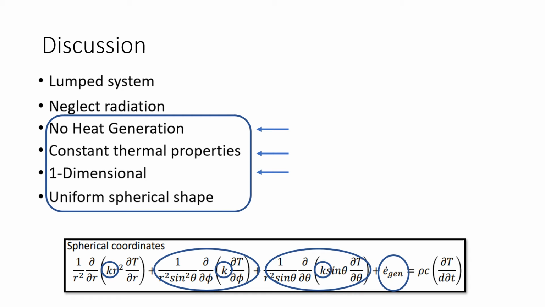If we can't assume one-dimensional, then I believe we'd have to use the remaining dimensions in this coordinate system, not just the radial one, but also the theta and the psi directions. And if we couldn't assume a uniform spherical shape, then I believe we would have to integrate each term to their respective limits of integration. And this whole process just becomes a lot more complicated.